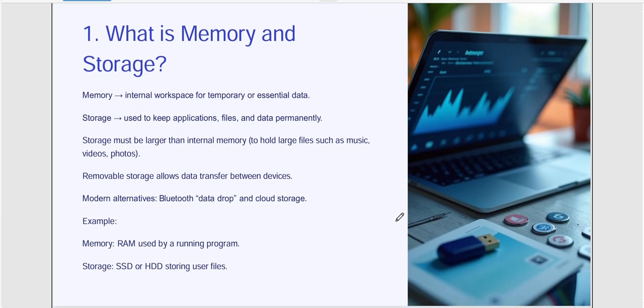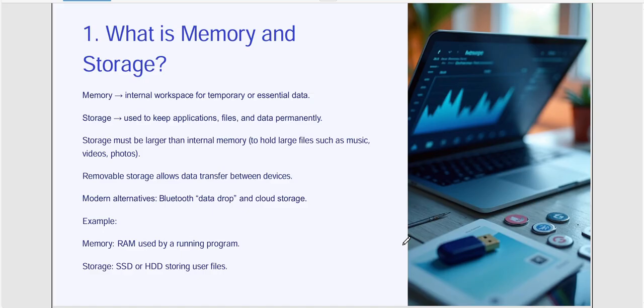When we talk about memory, it is the internal workspace for temporary, or you can say essential, data. Whatever computing device you have, you need to store data. That could be temporary, that could be permanent. And what does it mean by storage? Storage is basically used to store files for a long time, or you can say permanent data, in which you can store pictures, files, and applications. So this is the kind of storage.